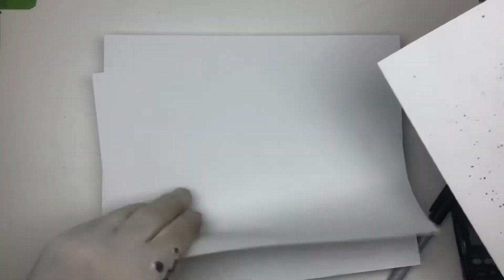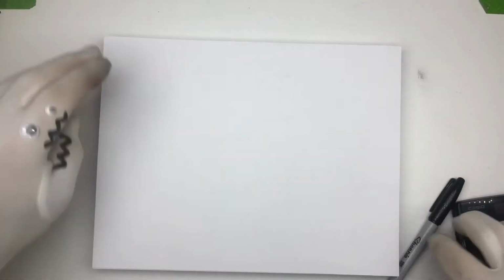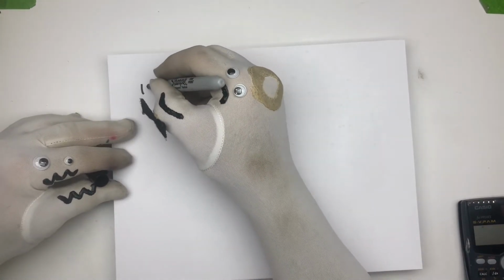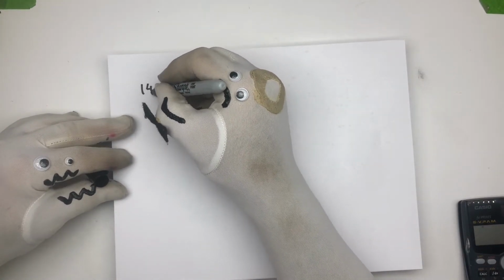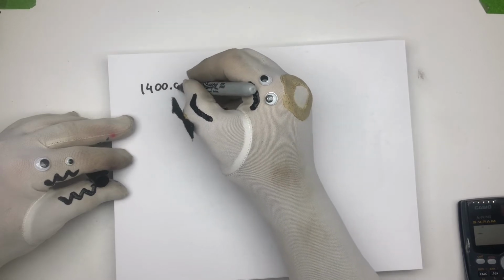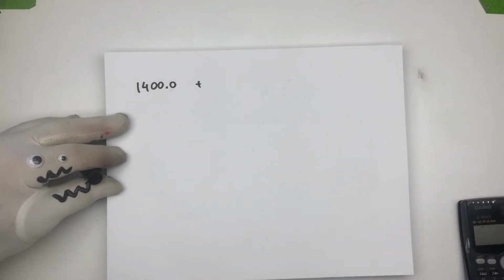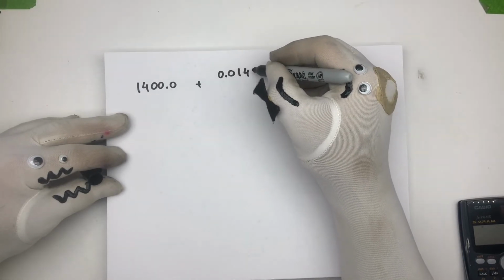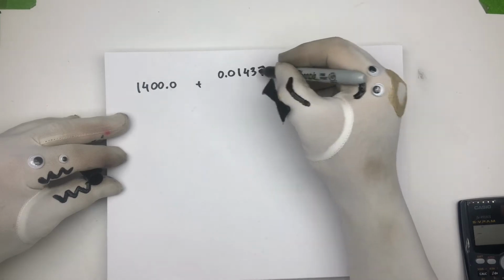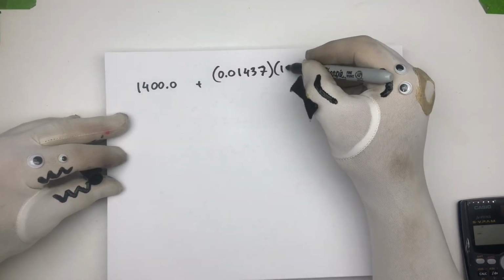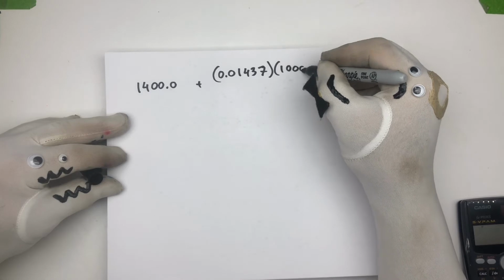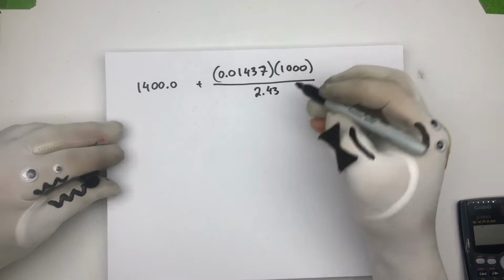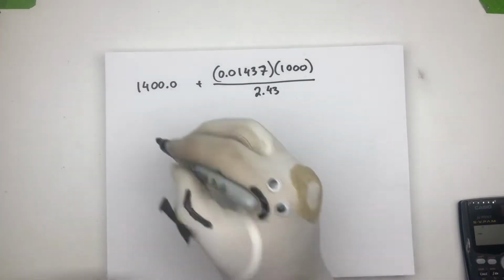Okay, let's do another one. Let's do something a little harder here. Let's do 1400.0 plus 0.01437 times 1000 all over 2.43.